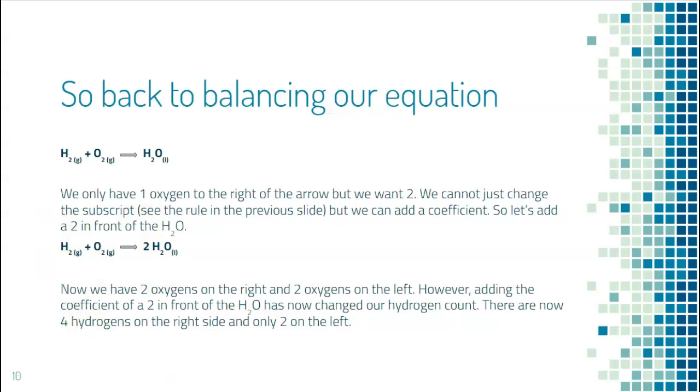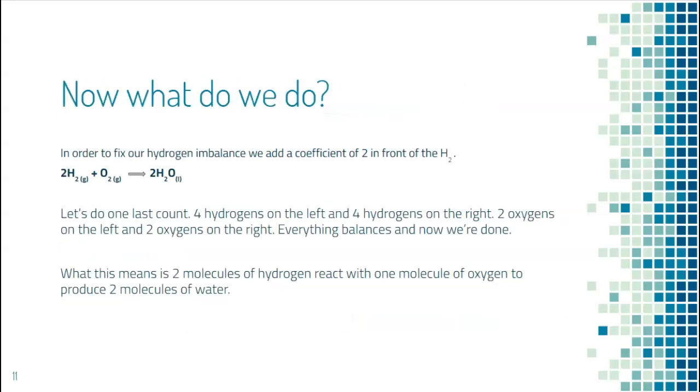So now my hydrogens are unbalanced. By fixing the oxygens, I now messed up the hydrogens. So what am I going to do? I'm going to go back. I'm going to put a coefficient of 2 in front of the hydrogens. So now I have 2 times 2, 4 hydrogens on the left, 2 times 2, 4 on the right, 2 oxygens on the left, 2 times 1, 2 on the right. So now everything is balanced. I have now made sure that the laws of physics in the universe are being obeyed, and we're not creating something from nothing and nothing is disappearing. So that is how you balance this chemical equation.